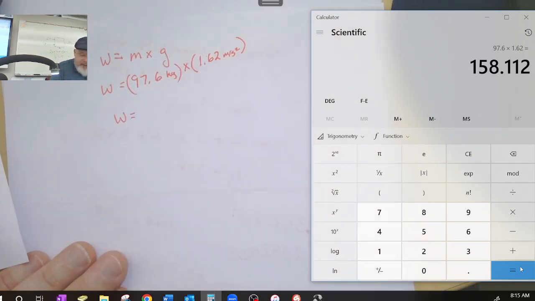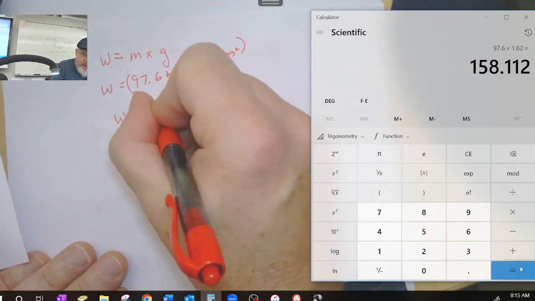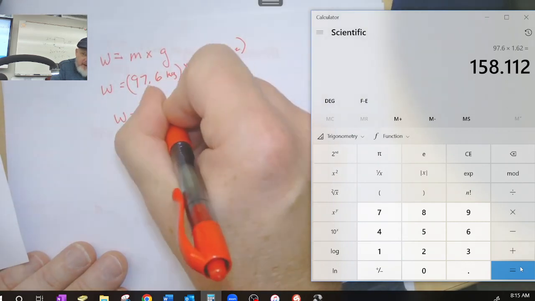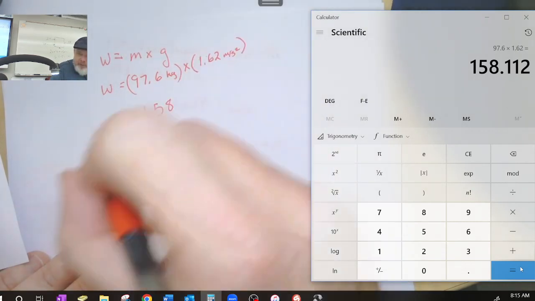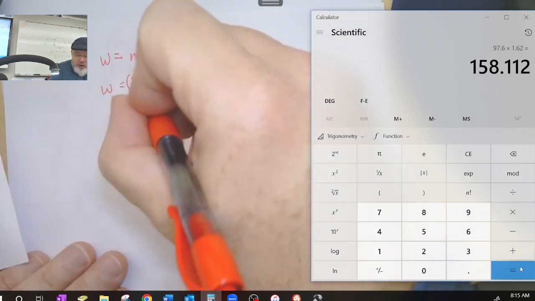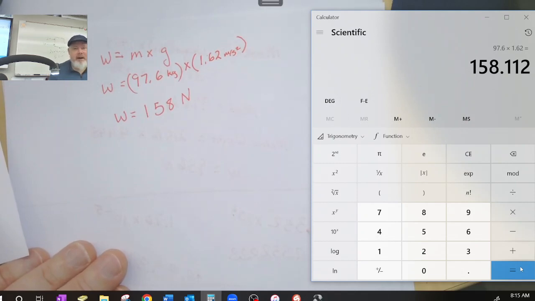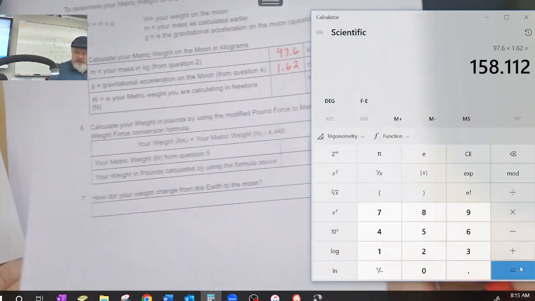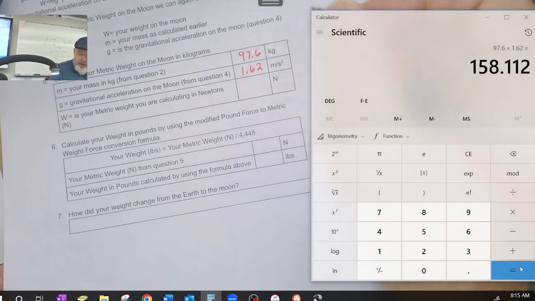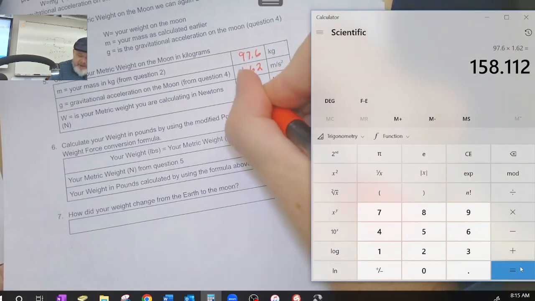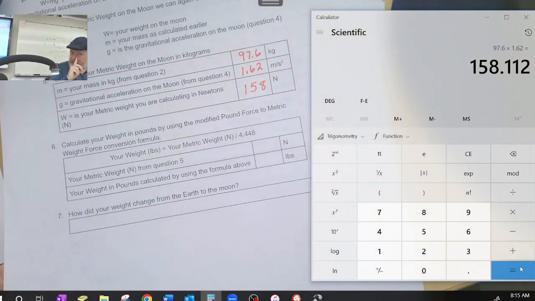the force you would be applying on the moon would be 158, and we'll just round off to the nearest whole number. And this is in newtons. This is not pounds, okay? So you don't weigh 158 pounds on the moon, you weigh 158 newtons. Okay, so we're going to write 158 newtons. All right, that's your metric weight.